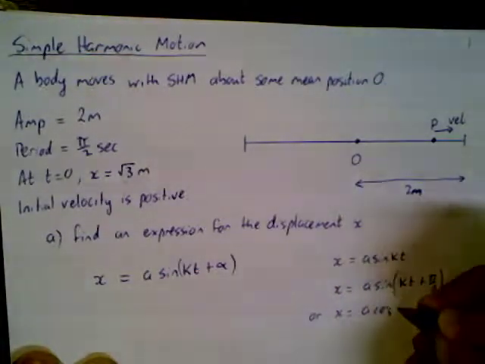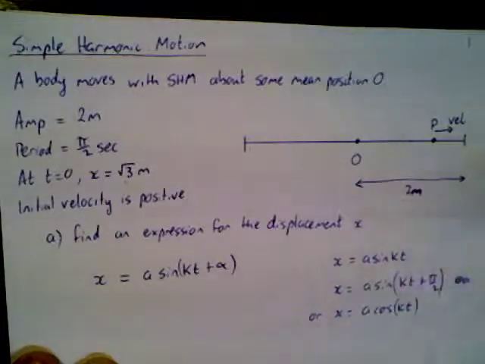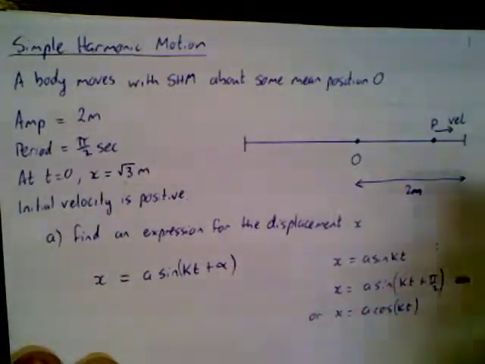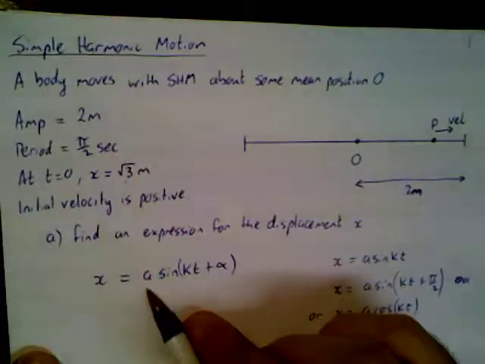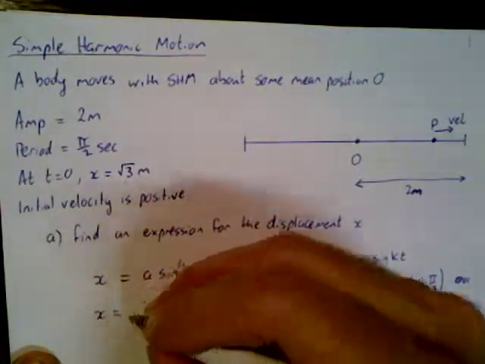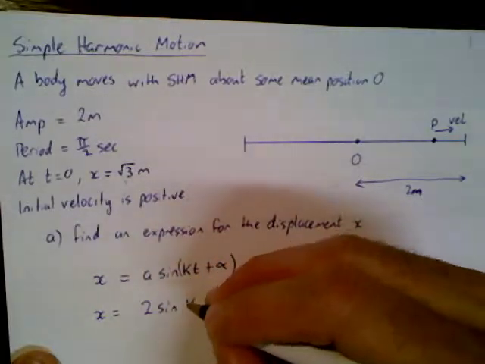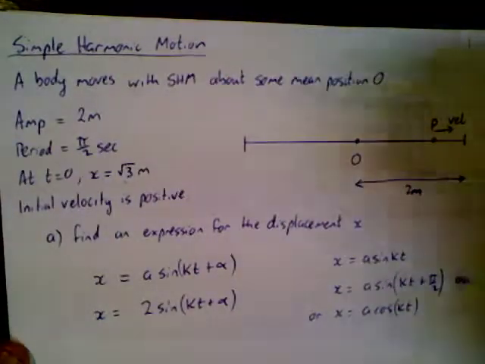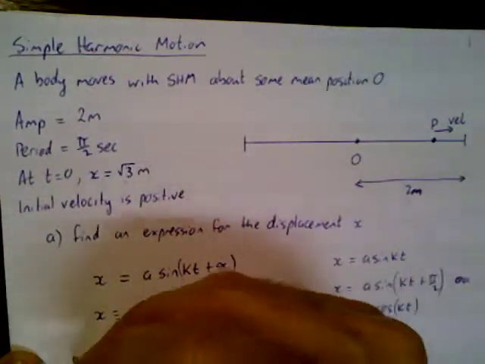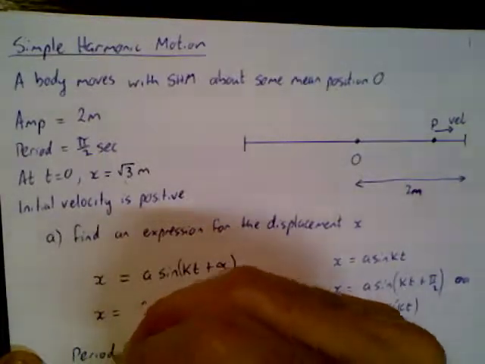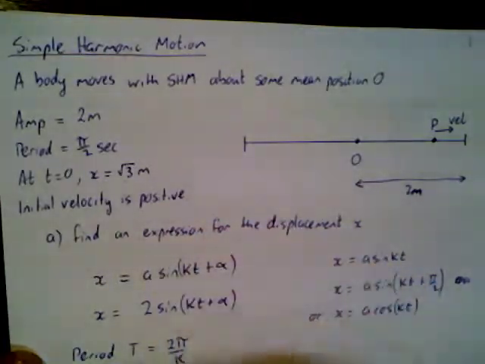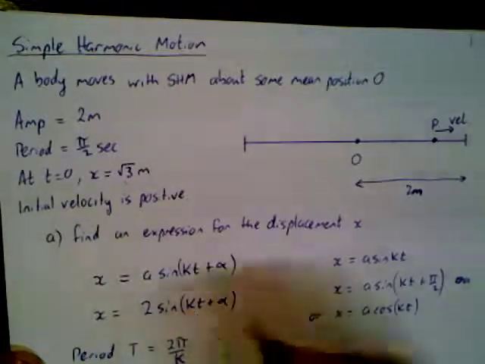Okay, but in this case we do have some alpha value because the particle is starting out over here. What we do know, however, is that because the amplitude is 2 meters, this a value here will be 2, so we can write that down. x is equal to 2 sine(kt plus alpha). We also have the period. Now, with the period, which we often denote T, we know that T is equal to 2 pi over k. So there's a relationship here between the period T in seconds and this k value in our equation.